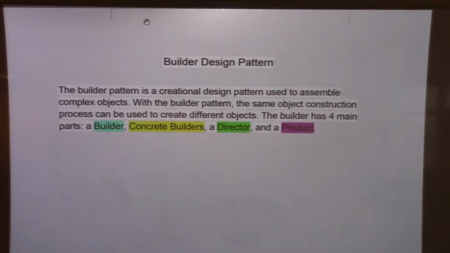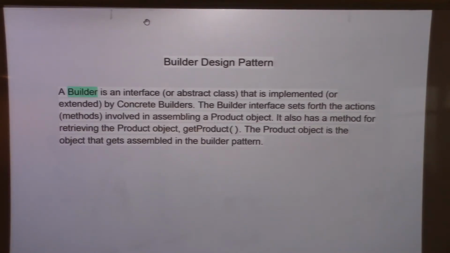This one is a little more complicated because the builder pattern has four main parts. A builder, a concrete builder. Well, that means that the builder is abstract. Again, what does that mean? Pure virtual, at least one pure virtual method. So the builder is going to be abstract. The concrete builder will extend builder and realize the pure virtual methods. We have to have a director, and we have to have a product. So the builder is an interface, which is also known in C++ as an abstract class.